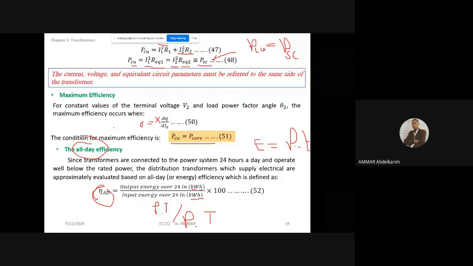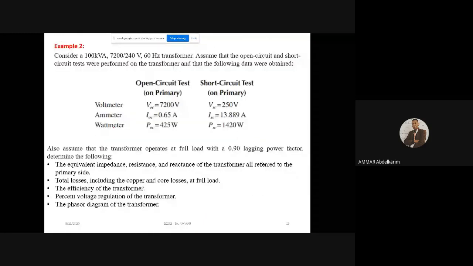This is the last element in this part. So before passing to the next part, which is the last part, part 3 of this course, the autotransformer and the 3-phase transformer, we are going to see an example.